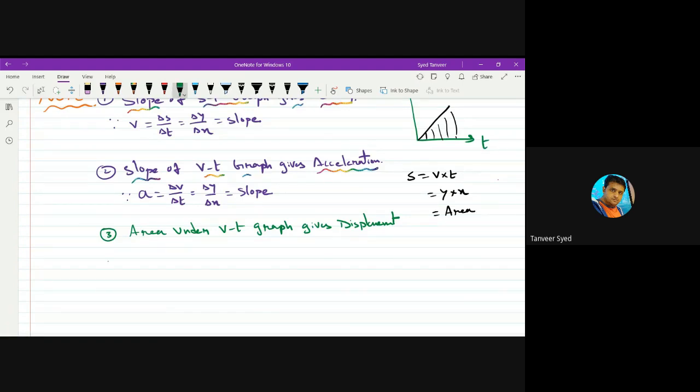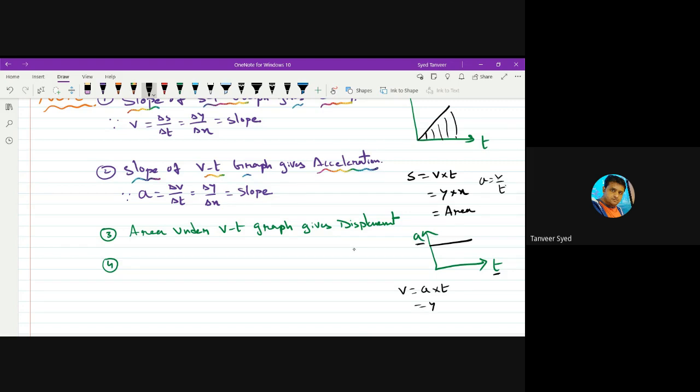Okay. Fourth point. Let us say I have an AT graph, and the AT graph is like this. Body is moving with constant acceleration. Then, if I multiply A with T, what do you get? A into T. Is it velocity? Because acceleration is velocity by time, so velocity will be acceleration into time.